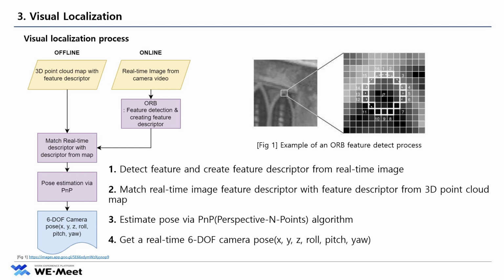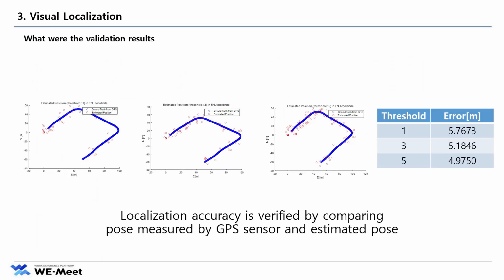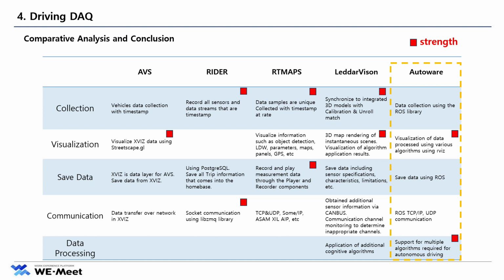Following is the visual localization process. Extract the feature descriptor from the real-time incoming video, match the stored feature descriptors to create 3D-2D point pairs, and estimate the camera pose using the solvePnP algorithm with the 3D-2D point pairs. Following is a comparison of the position estimation results with the ground truth values obtained from the GPS sensor. Next, we will present the driving DAQ team.